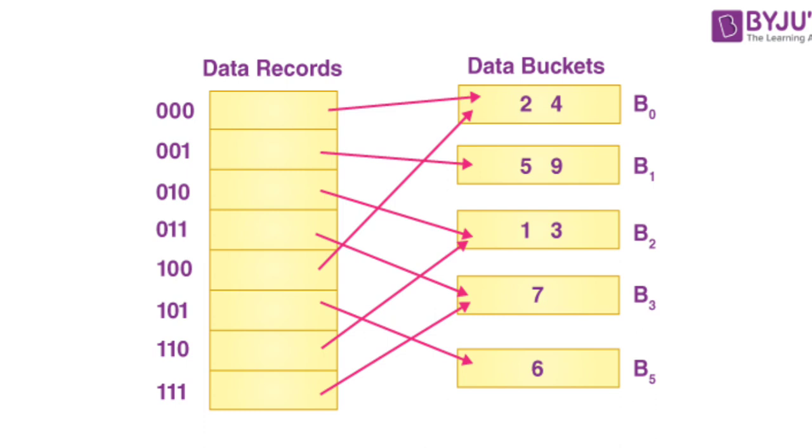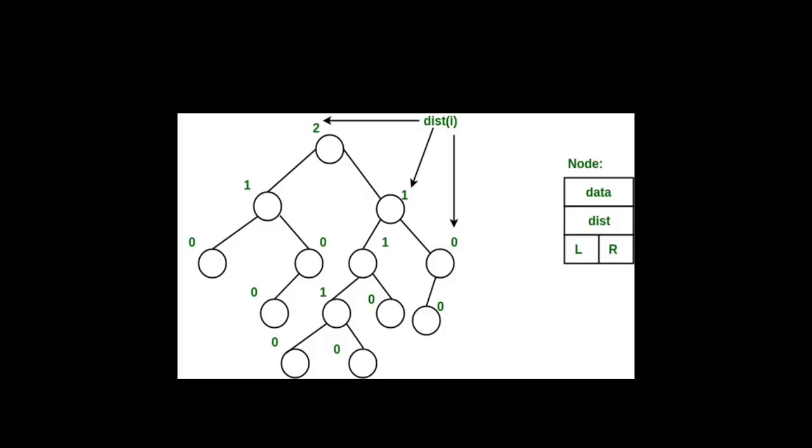Next, 001 is stored as 5 and 9, and 010 and 110 are also stored as 5 and 9 and 13. Next, 011 and 111 are stored as 7. Next, the final one is the 6, which is stored by 101. This is how all the data are stored from 000 to 111.